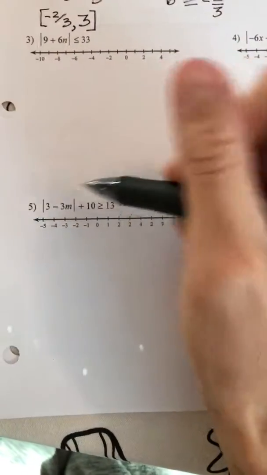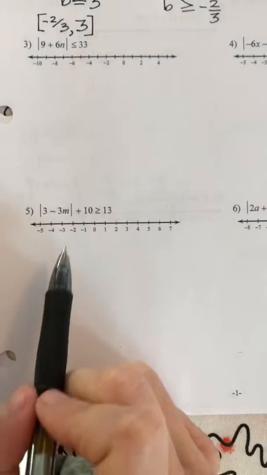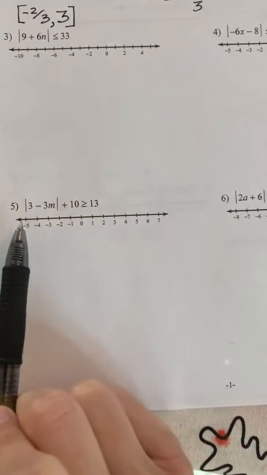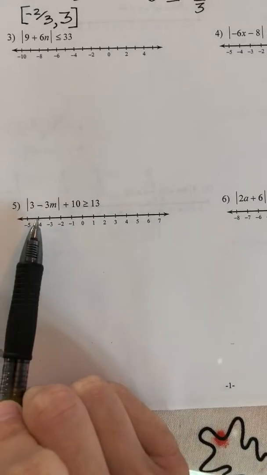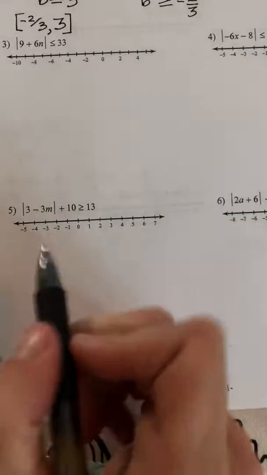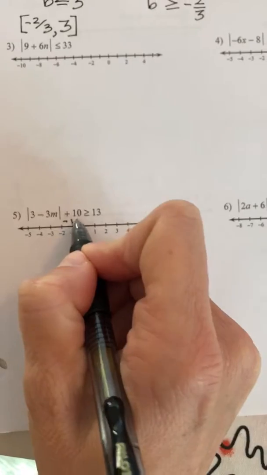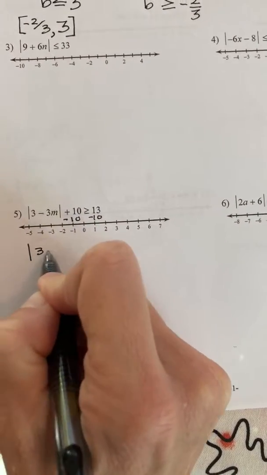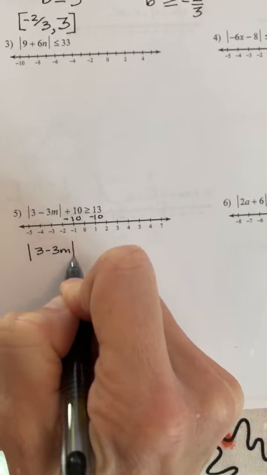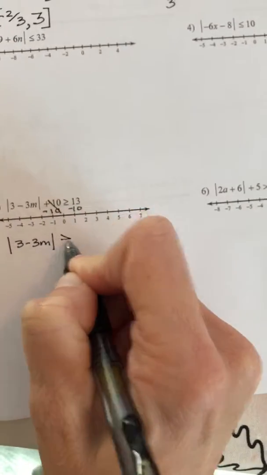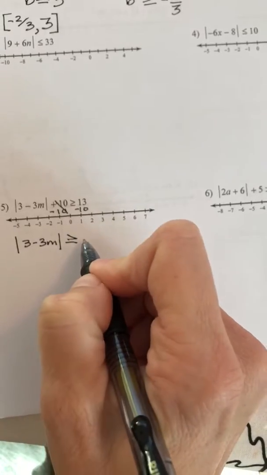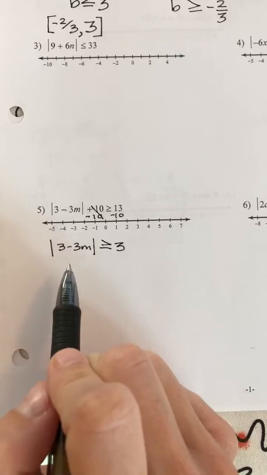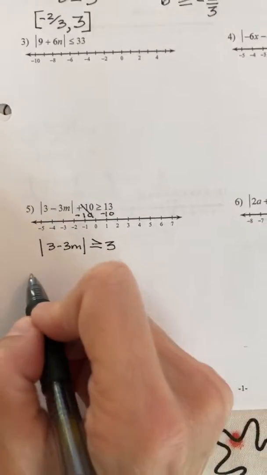All right, for number 5, before I set up the two inequalities, I have to move this plus 10 to the other side. So I have to get the absolute value by itself first before setting up two inequalities, just like we did with equations. So I'm going to subtract 10 from both sides. So I have the absolute value of 3 minus 3m is greater than or equal to 13 minus 10, which would be 3. So now that the absolute value is by itself, I'm ready for the two inequalities.